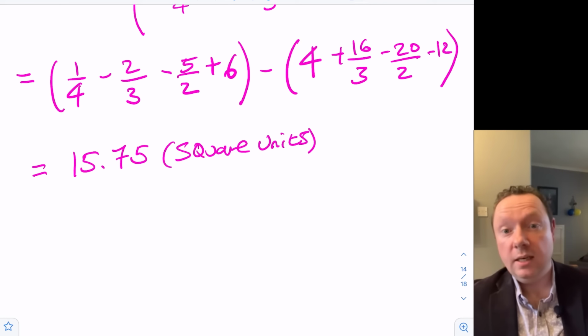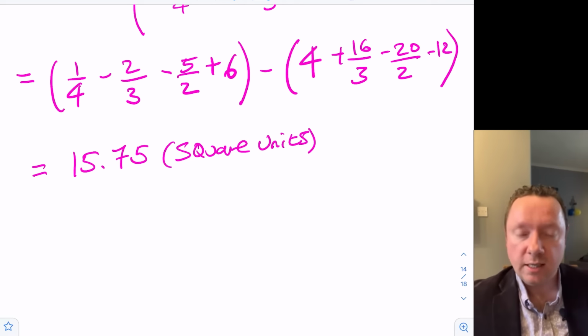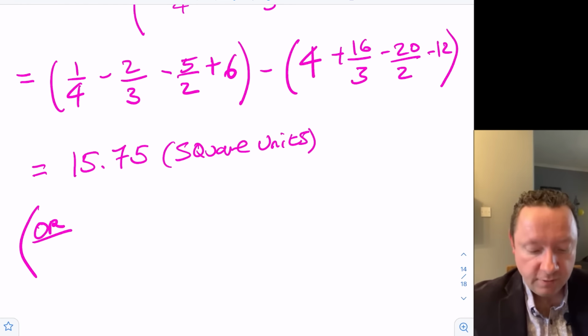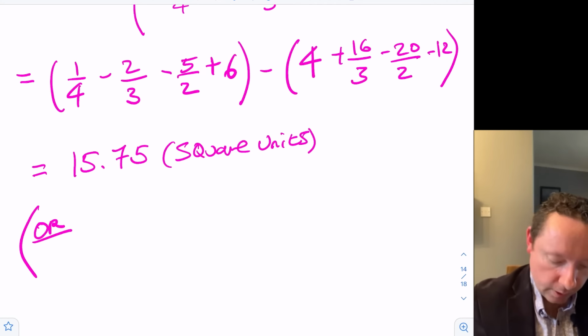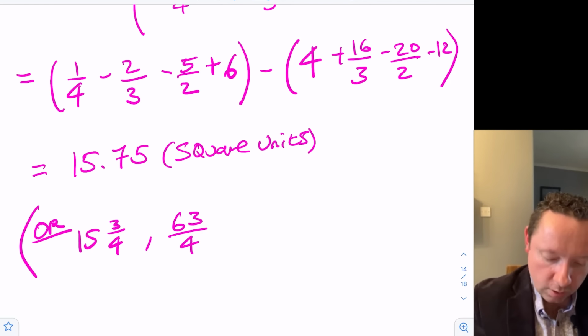15.75 is a fine answer. You can leave it as a decimal, that's completely fine. If you'd done it without a calculator, or your calculator gives you answers in fractions, you may have got an answer of 15 3/4. So you could have got 15 3/4, or 15 4s is 60 plus 3 is 63, so 63 over 4 would be another answer.